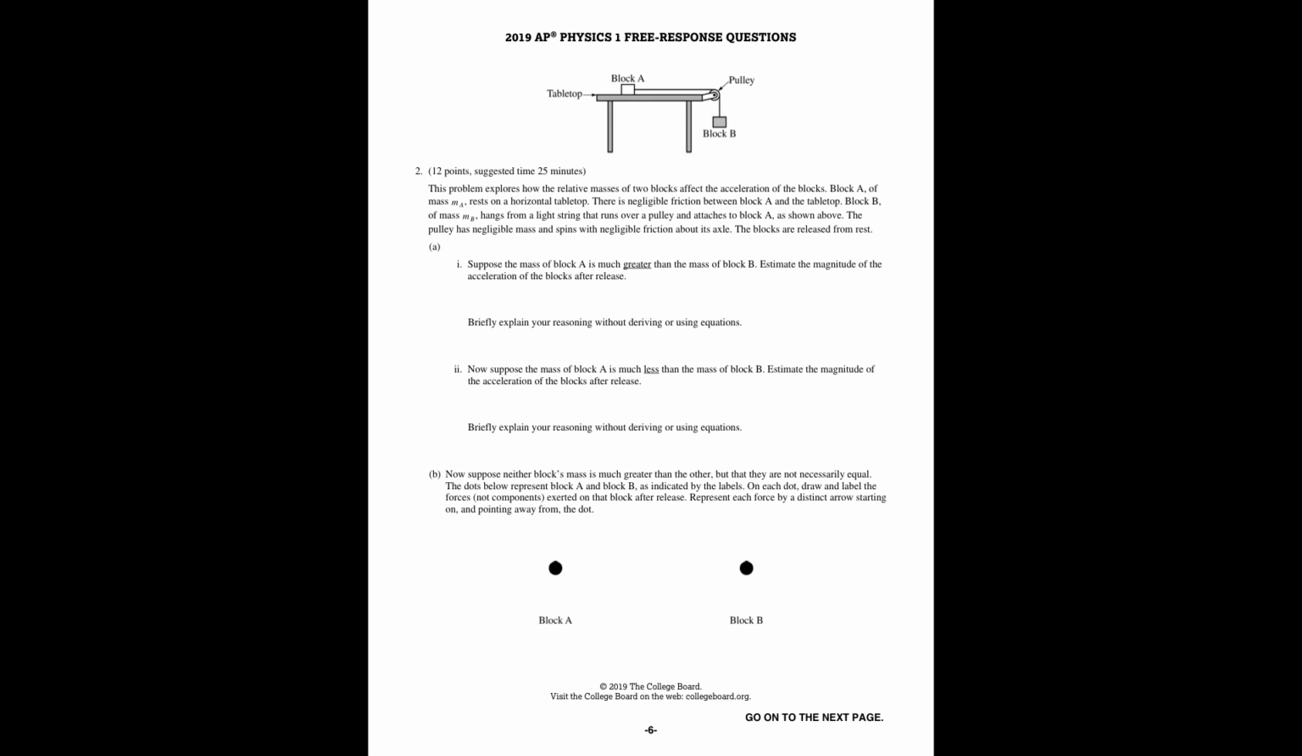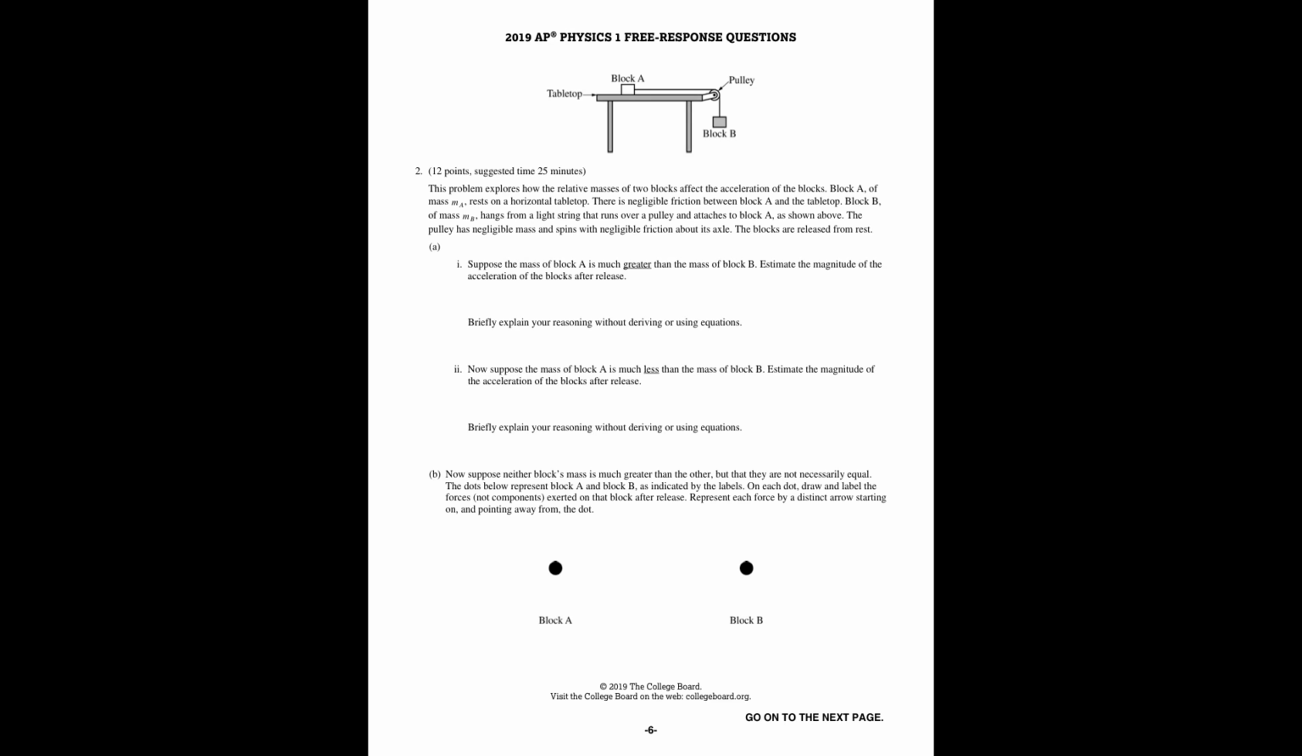Problem number 2 is a 12-point problem. That's a 25-minute problem, which says this problem explores how the relative masses of two different blocks affect the acceleration of the blocks. Block A of mass MA rests on a horizontal tabletop. There's negligible friction between block A and the tabletop. Block B of mass MB hangs from a light string that runs over a pulley and attaches to block A as shown above. The pulley has negligible mass and spins with negligible friction about its axle. The blocks are released from rest.